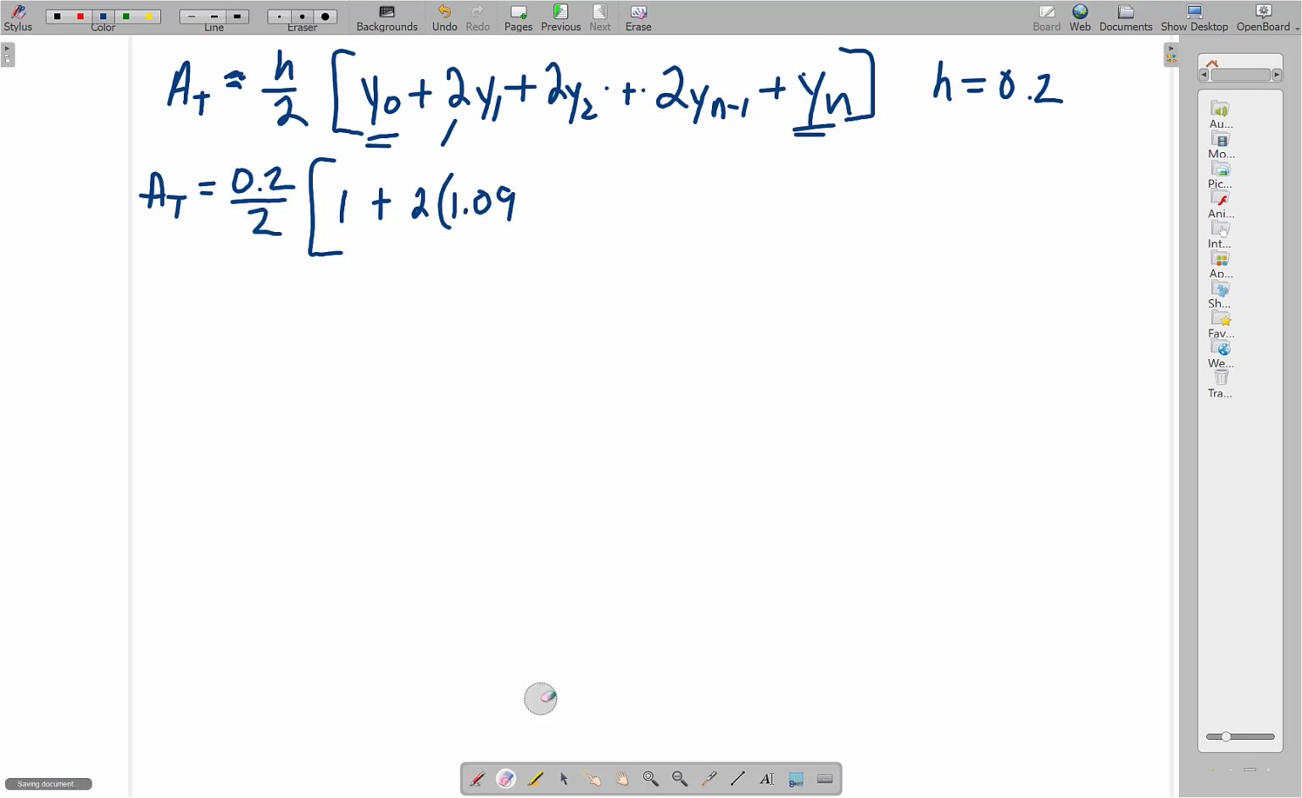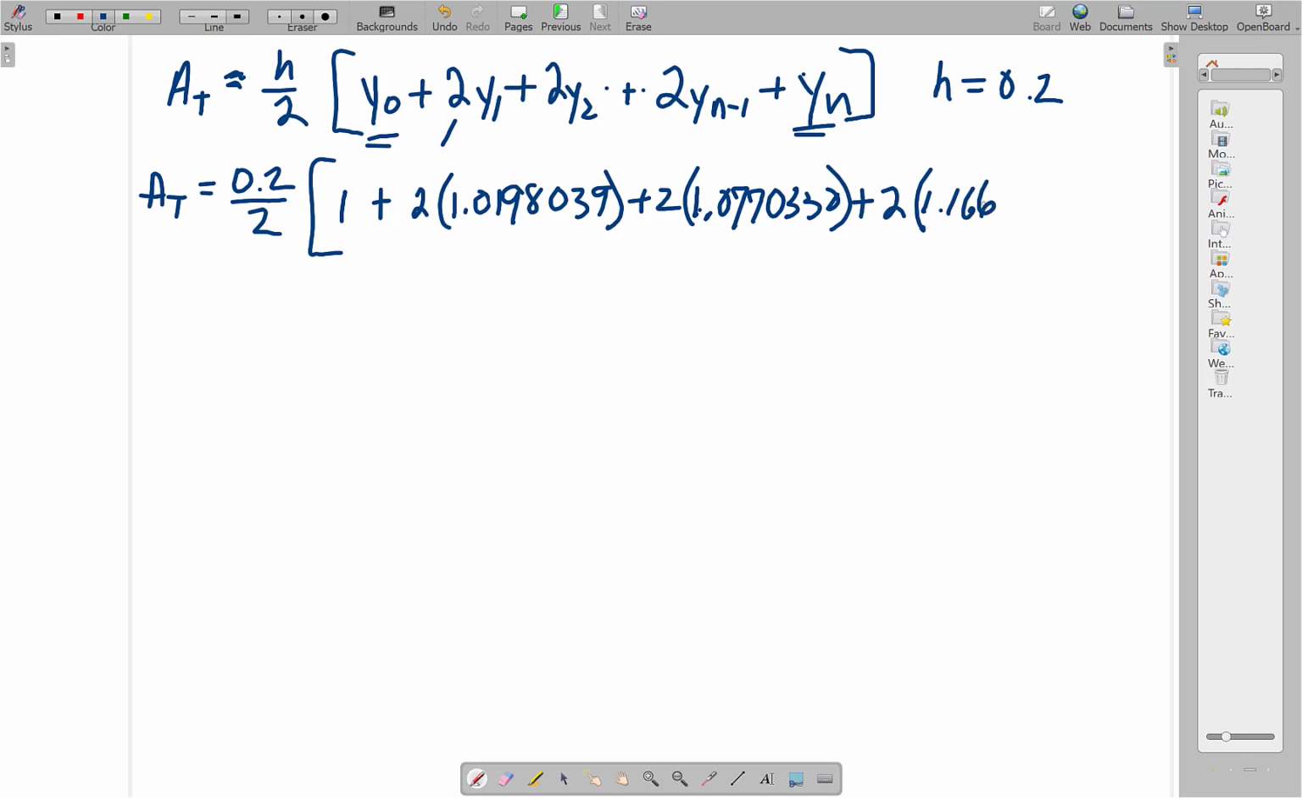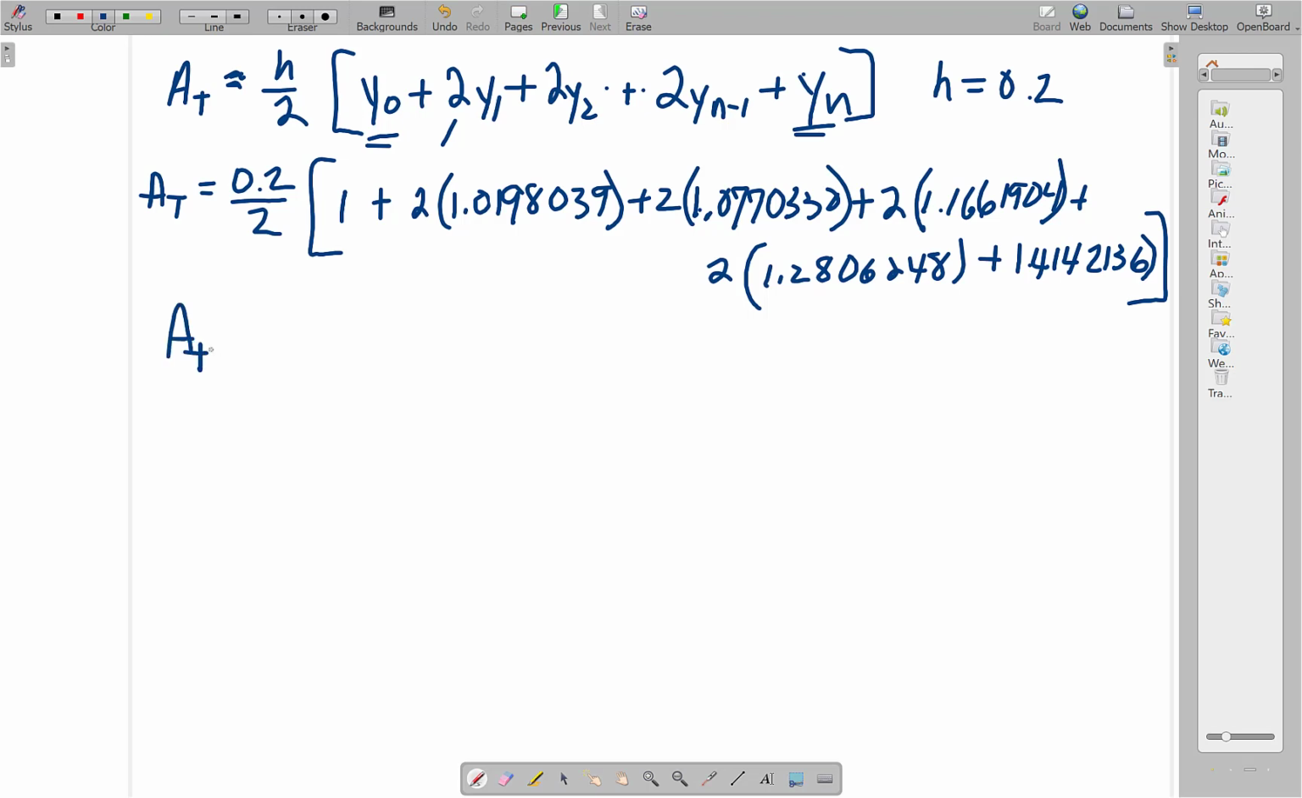1.0198039, plus 2 times y2, which was 1.0770330, plus 2 times y3, which was 1.161904, plus 2 times y4, which is 1.28062448, plus y5, which was the square root of 2, 1.4142136.